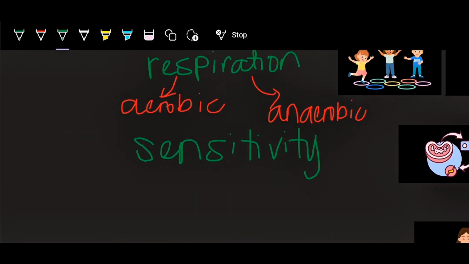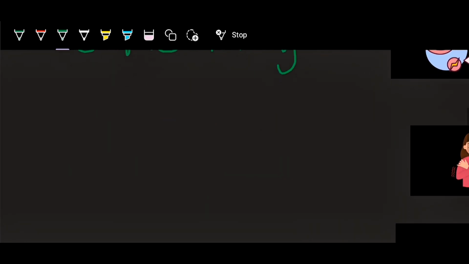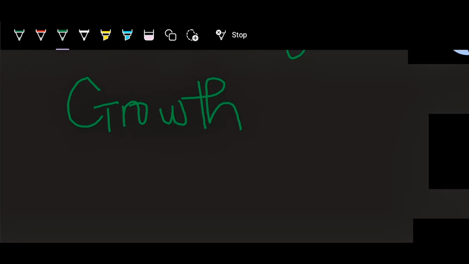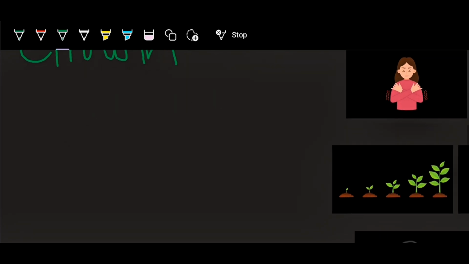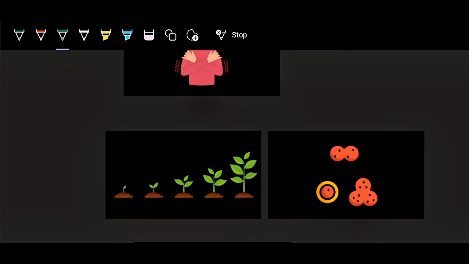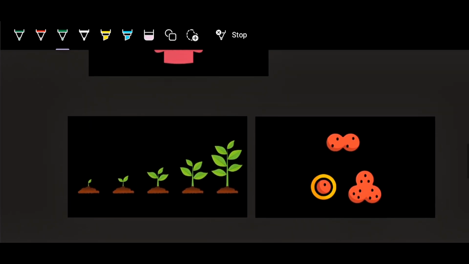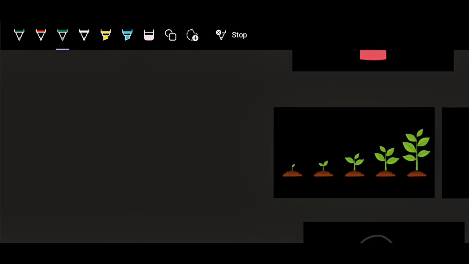Good. So we have movement, respiration, sensitivity. Now we're on to G. The G in Mrs. Green stands for growth. Growth is self-explanatory. It's a permanent increase in size and complexity of an organism. So we know that can be for us as humans. We are able to grow from babies to adults, right? And it can also go for cells. Cells can increase in size as well.